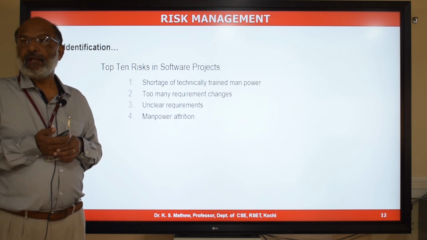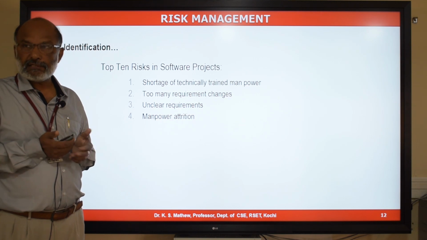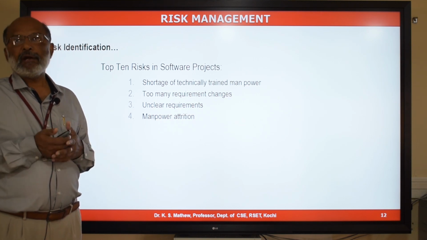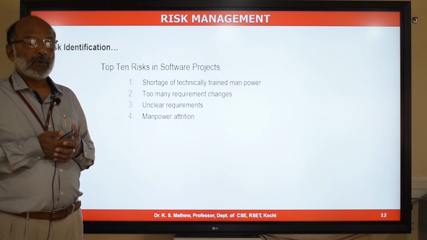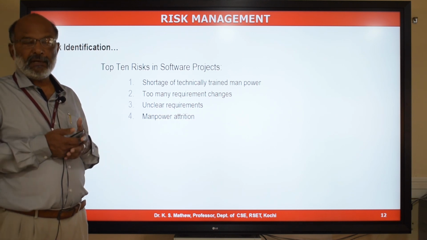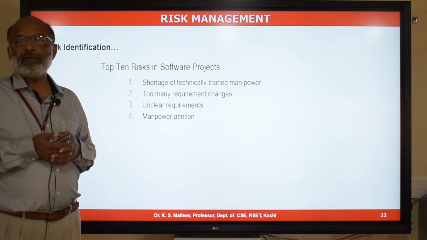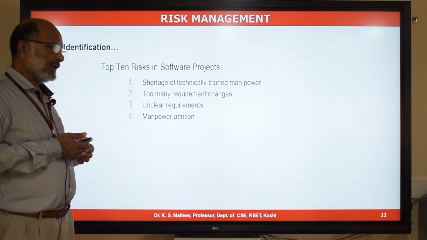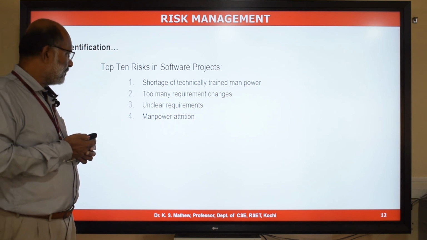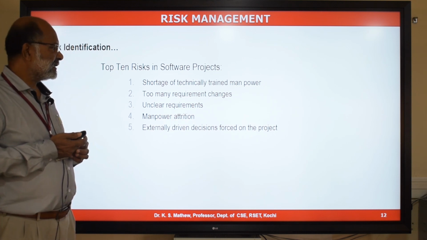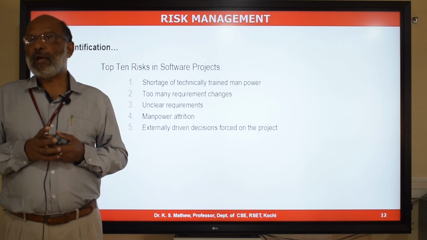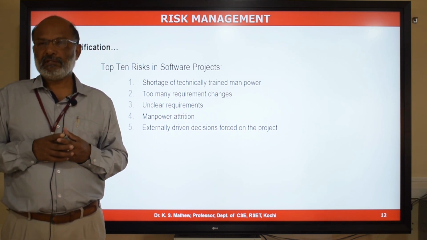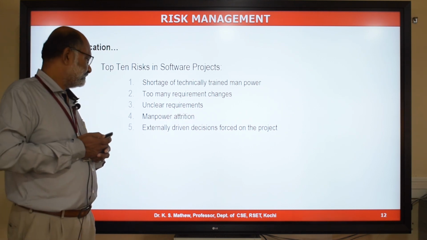Manpower attrition. That is also a common problem in the IT industry. People leave the organization and go to another organization during a project. So if the project leader leaves the project in the middle of the project, you will have a problem in the project. So manpower attrition is a common problem. Externally driven decisions forced on the project. Top management and the customer may force you to agree on a shorter schedule for your project. That may lead to a risk in the project.